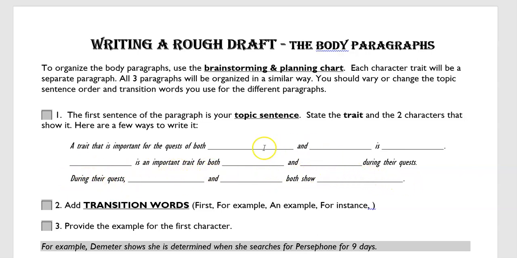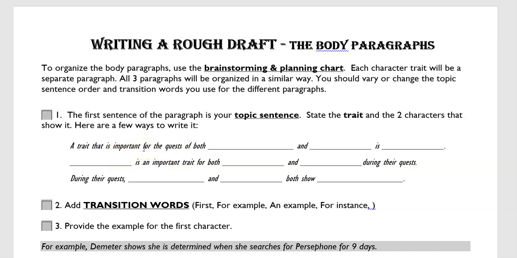Okay, so the important thing is, however you write it, whatever order you write it in, you want to make sure that you are changing it from paragraph to paragraph. Each paragraph should not be exactly the same. That first sentence is the first sentence of your paragraph. Remember to indent your paragraph. Okay?